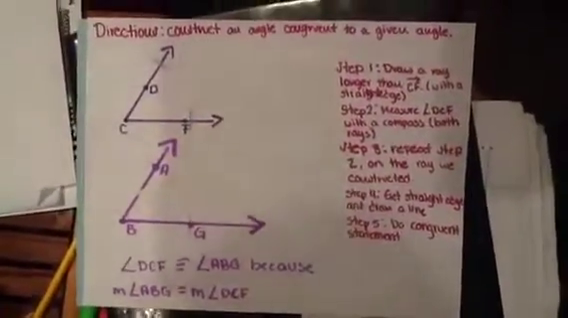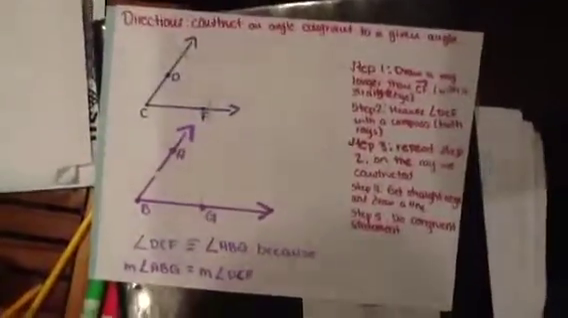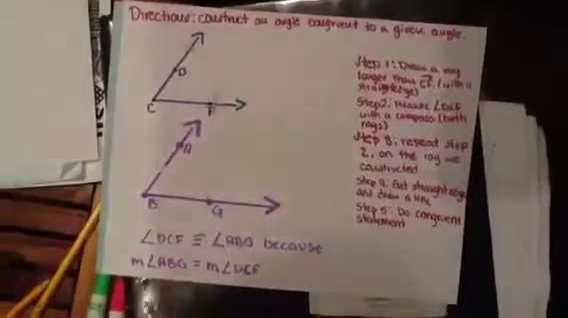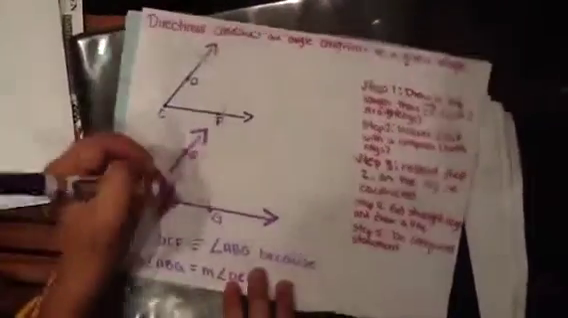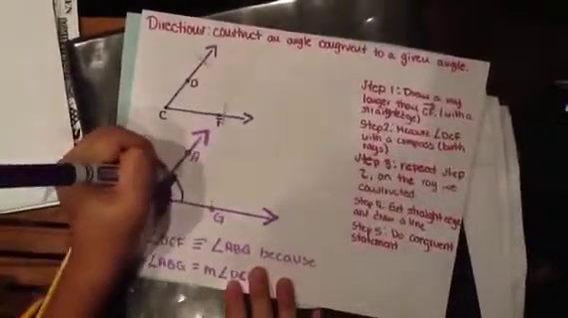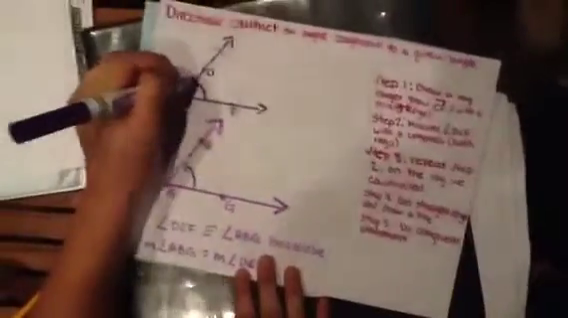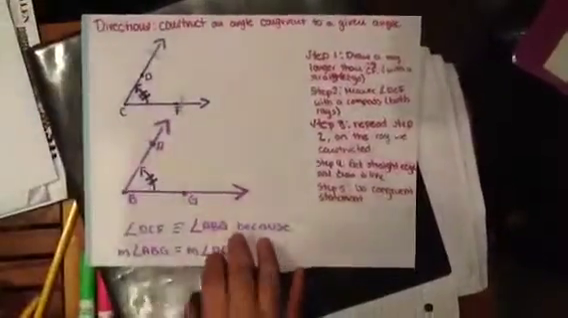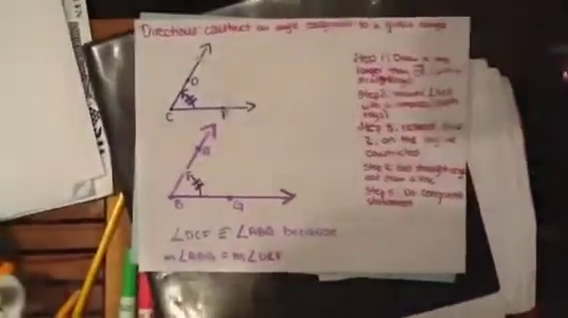After we have finished all the steps to construct an angle congruent to a given angle, we're going to draw a curve on both angles and draw 2 tick marks in the curves to show that both angles are congruent to one another.